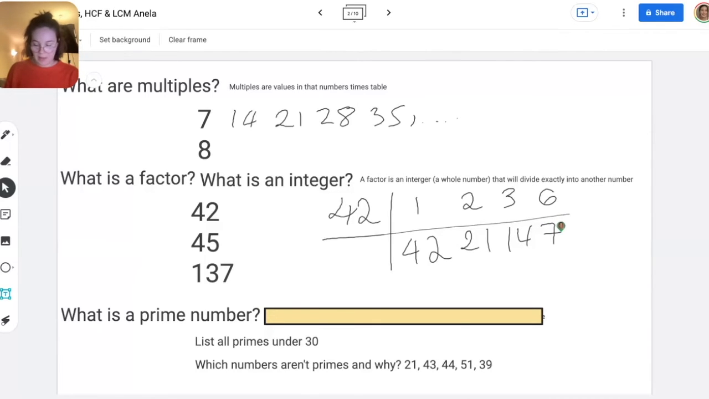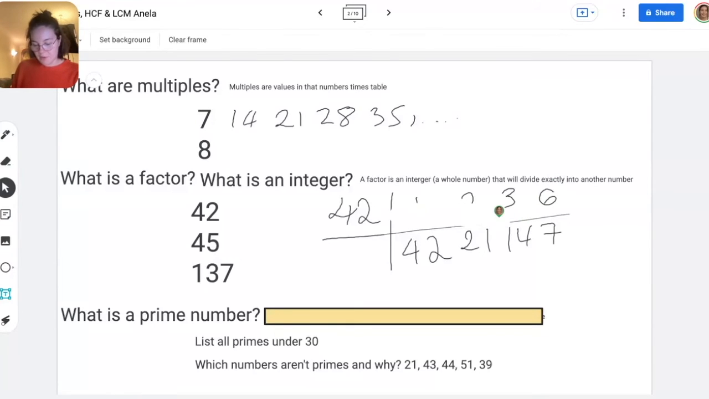Now, if you look at the top here, the numbers are ascending. So we're going 1, 2, 3, 6. And on the bottom, they're going from smallest to biggest, so 7, 14, 21, 42. So we can stop our search when these two numbers are close together. That's because there's no number between 6 and 7, so we know that we're done.